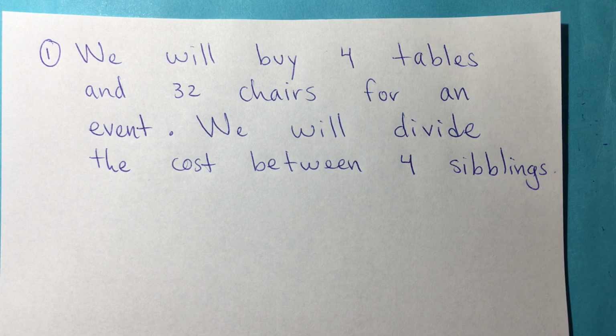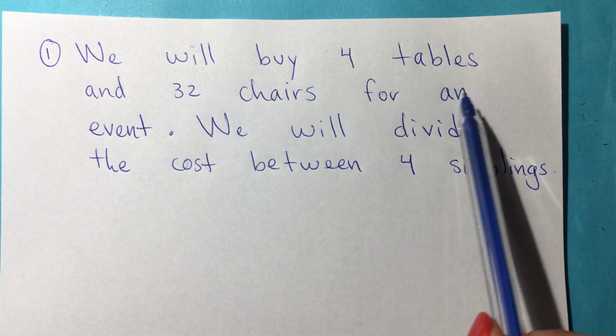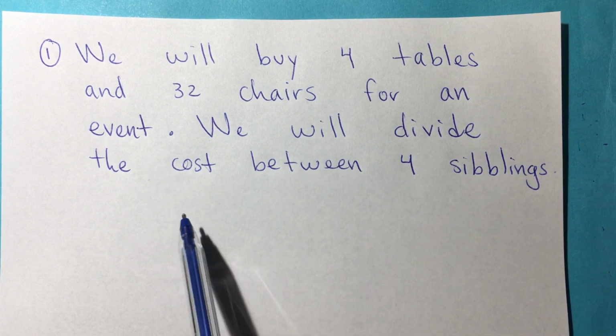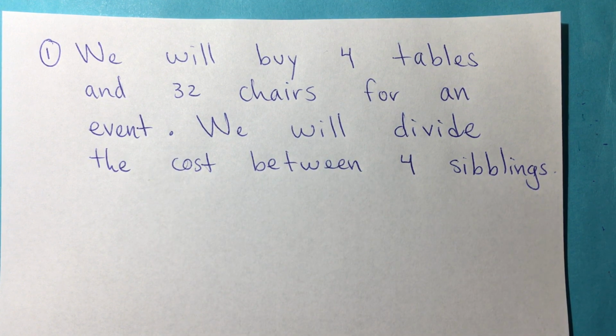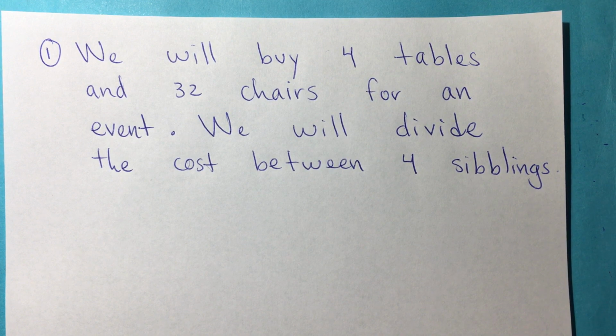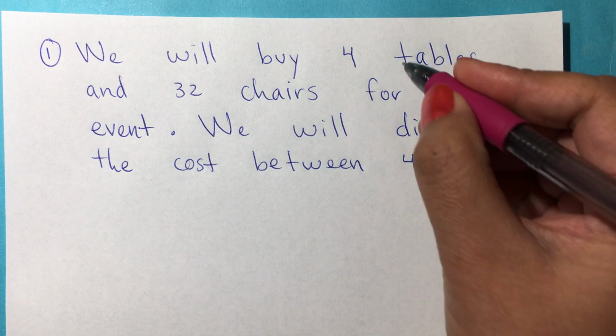Okay, for number 1 it says we will buy 4 tables and 32 chairs for an event. We will divide the cost between 4 siblings. And so what we need to do is identify what information they give us, what are we missing, and what does that represent? Well, the information we don't know, that's what's going to be represented by variables.